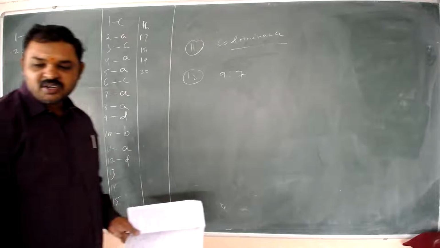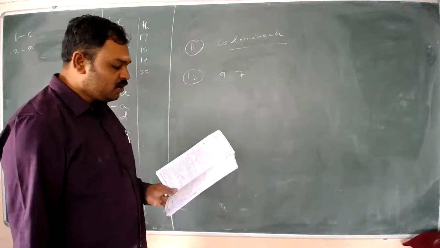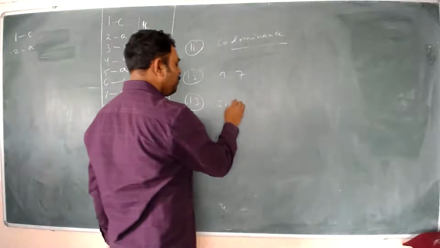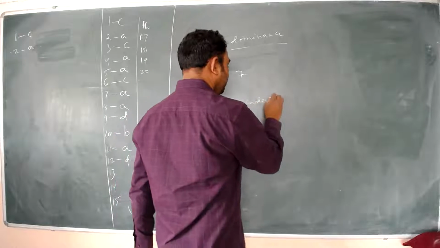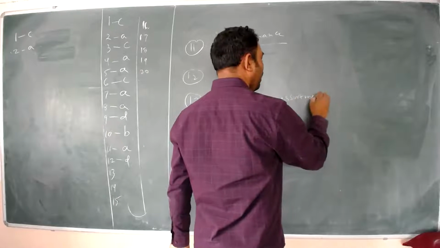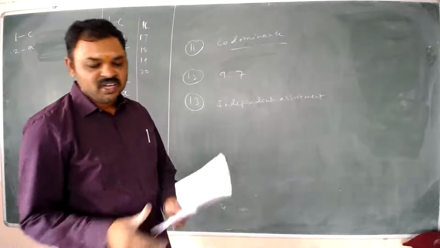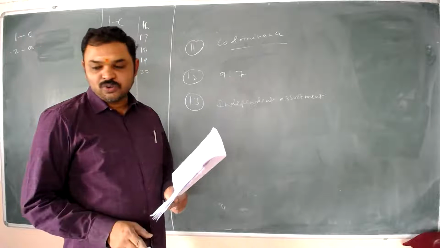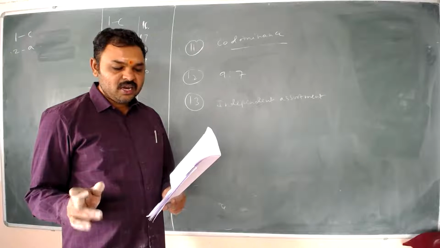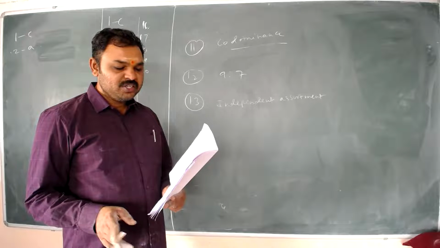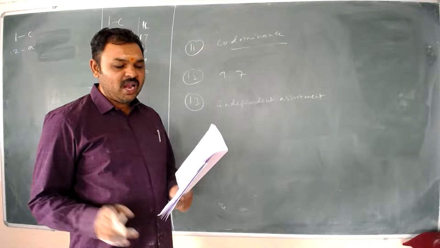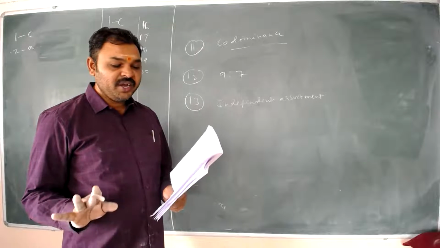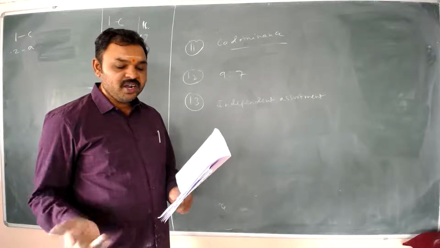Next, independent assortment of genes does not take place. Whenever independent assortment does not take place, you see question number 13. This is relevant to independent assortment. At what condition does independent assortment not take place? The options are: genes are located on homologous chromosome; genes are linked and located on the same chromosome; genes are linked on non-homologous chromosome; all of these. Whenever independent assortment does not take place, the genes are linked and located on the same chromosome.